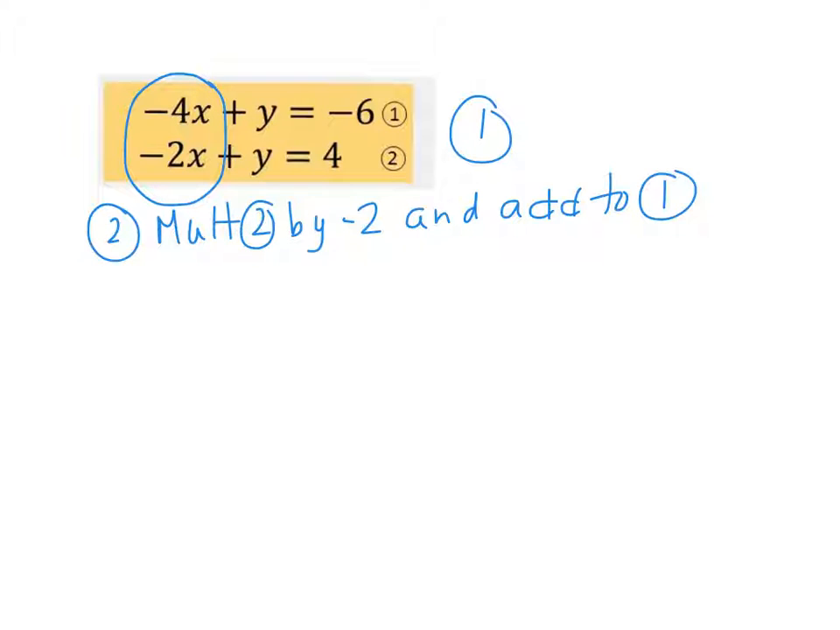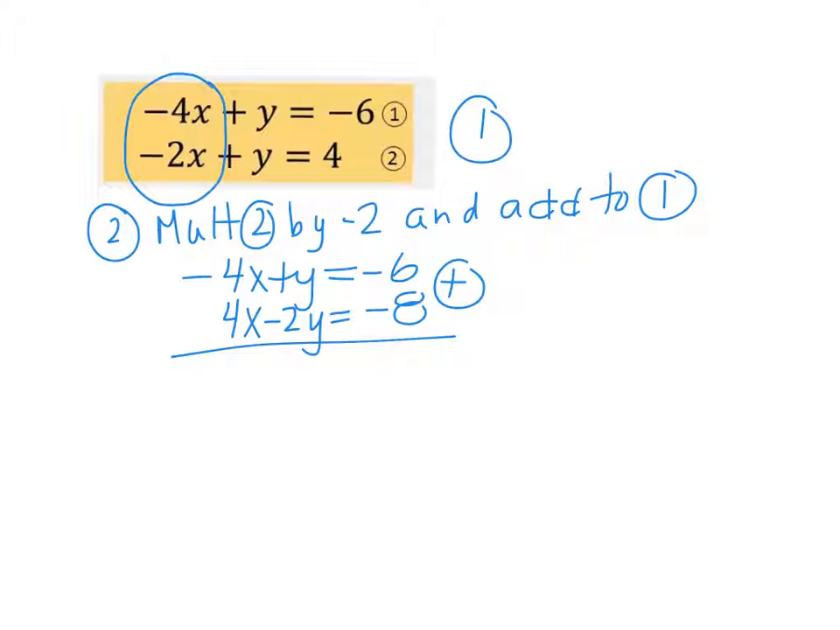So if I look at my equation number 1, it's negative 4x plus y is equal to negative 6. And if I multiply my equation 2 by negative 2, I'd end up with 4x minus 2y is equal to negative 8. I'm going to add those together, and what happens when I add them together? The negative 4x plus 4x is eliminated, which leaves me with negative y is equal to negative 14, which means that y is equal to 14.